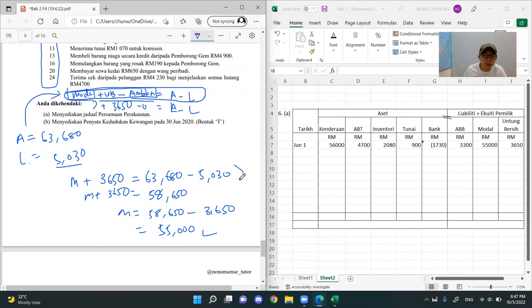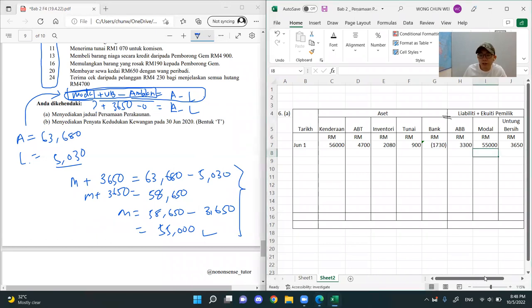So this is maths. Okay, so you need to know how to move from the left equation to the right equation. If it is a minus, you have to become a plus. If it is a plus, then here you become a minus. All right, so these are all the basic maths.